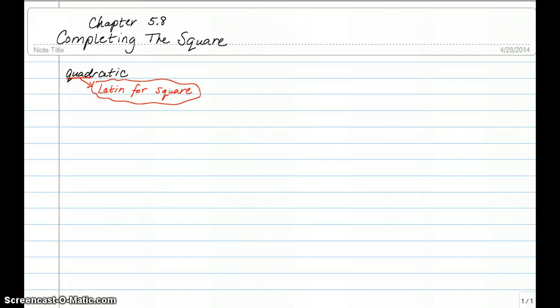This is chapter 5.8, completing the square. You use completing the square for quadratics. The word quad, or the portion of the word quadratic, quad, comes from Latin and it means square. So in completing the square, we're going to use that idea of a square.